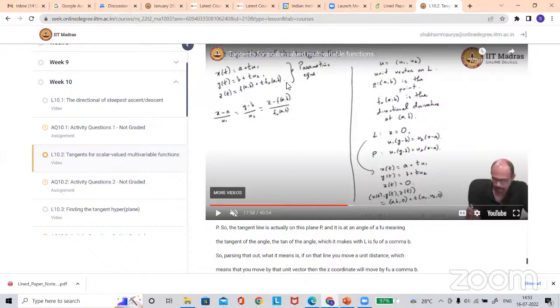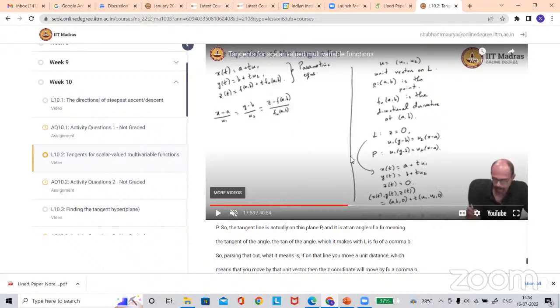Is everyone able to get what we mean by the parametric equation of a line? Why do we need this form? With the parametric form, basically we are able to find each of x(t), y(t), z(t). Yes, parametric means your t is the parameter. If you change t, you will get different points.